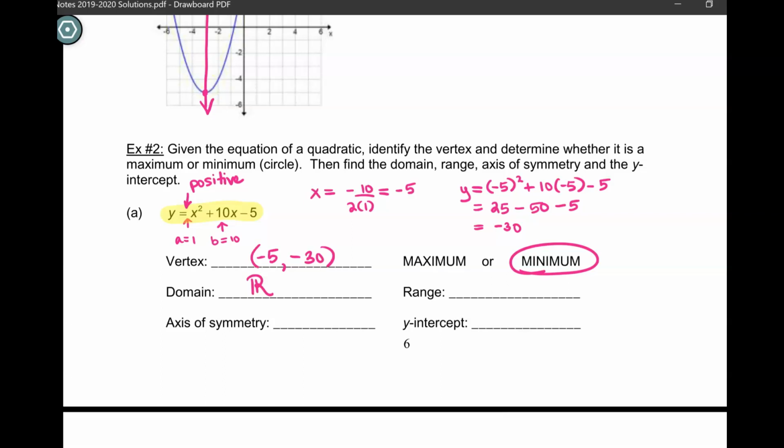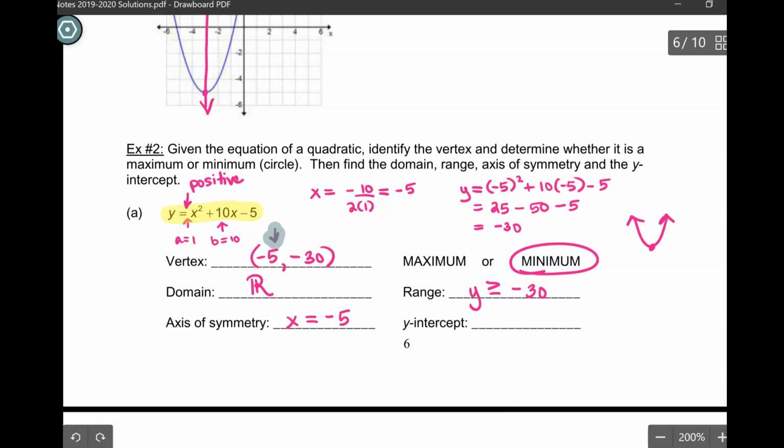Now remember, since I said it was a minimum, it's going to be pointing upward like that. So my range, whenever it's pointing up, starts from the lowest point and goes greater than or equal to the y-coordinate of the vertex. So y is greater than or equal to negative 30. My axis of symmetry is always x equals negative b over 2a, which again is the x-coordinate of the vertex. So x equals negative 5.